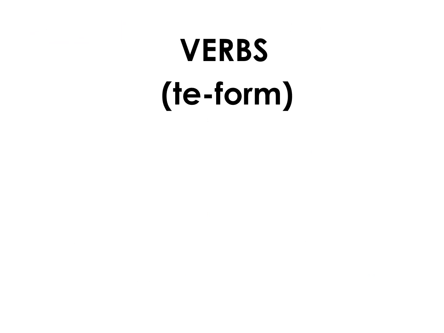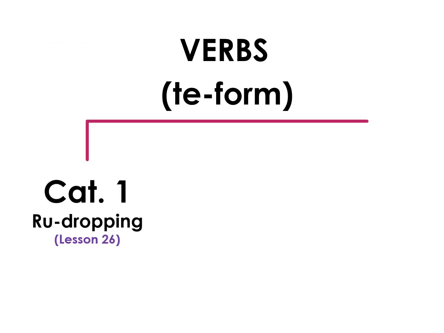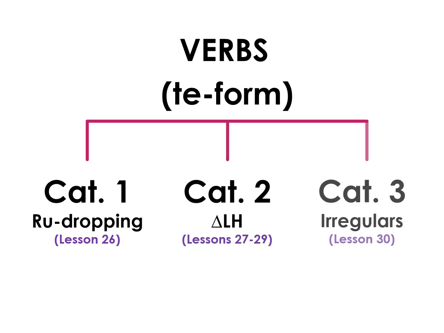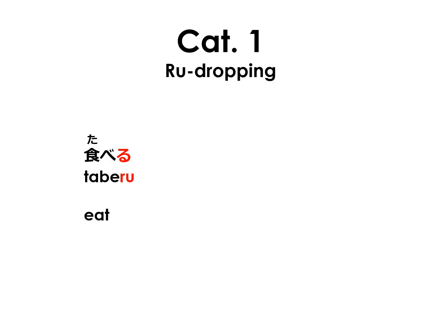There are three major categories of Japanese verbs: the Category 1 or root-dropping verbs, Category 2 or last hiragana changing verbs, and Category 3 or the irregular verbs. For a more detailed explanation of how to form the basic verb conjugations, please review lessons 26 to 30. We will also be using verbs introduced in these lessons in our examples here. If you want to know more about basic Japanese sentence construction, please review lessons 22 to 24, all in our English playlist.